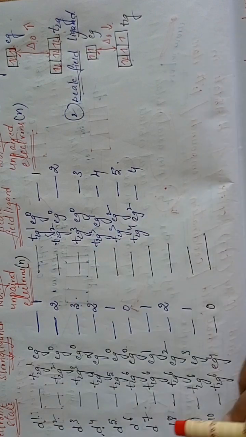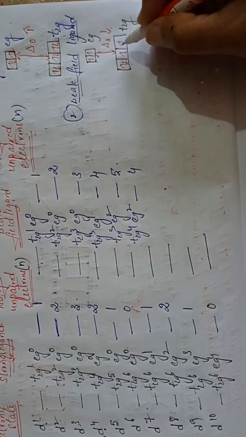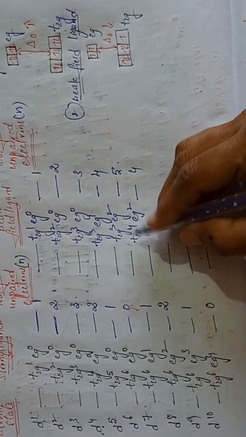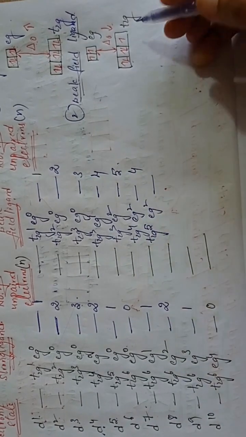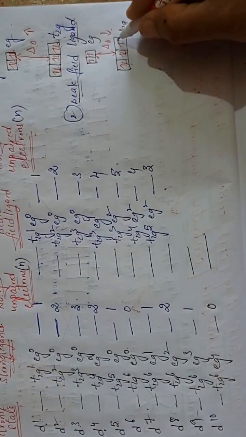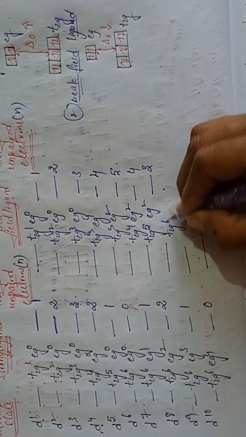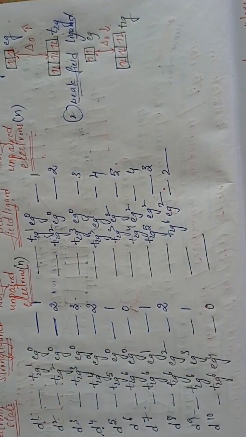Next d7. d7, total how many electrons? 7 electrons. So where does the 7th electron come? Then what is the electronic configuration? T2g5, Eg2. How many unpaired? 1, 2, 3. So total 3 unpaired. Now coming to d8. 8 electrons are there. Where does the 8th electron come? T2g. Now what is the electronic configuration? T2g6 Eg2. How many unpaired? Only 2.